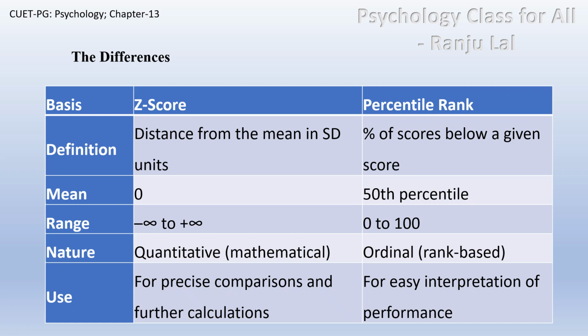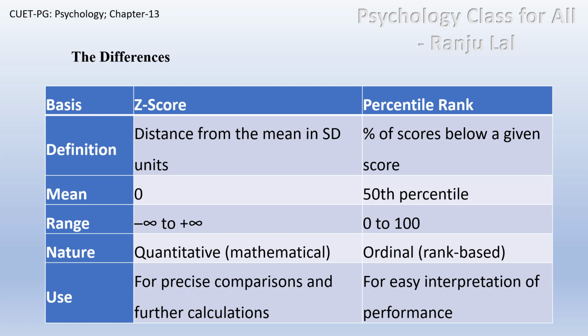Z-score has a mean of 0 and percentile rank has a mean of the 50th percentile. Z-score's range is plus minus infinity and percentile rank's is 0 to 100. Z-score's nature is quantitative, mathematical, and percentile rank's nature is ordinal, that is rank based. Z-score can be used for precise comparisons and further calculations, whereas percentile rank can be used for easy interpretation of performance.